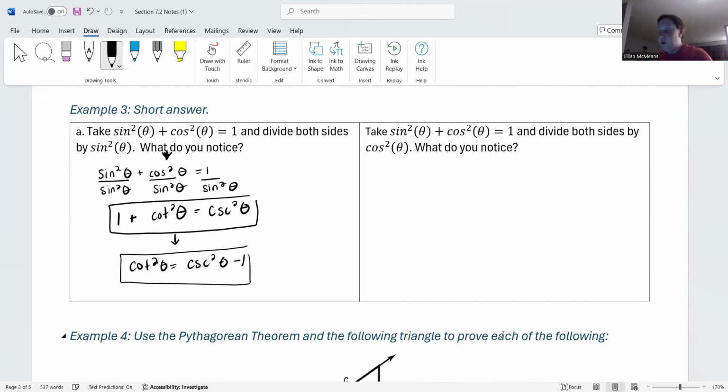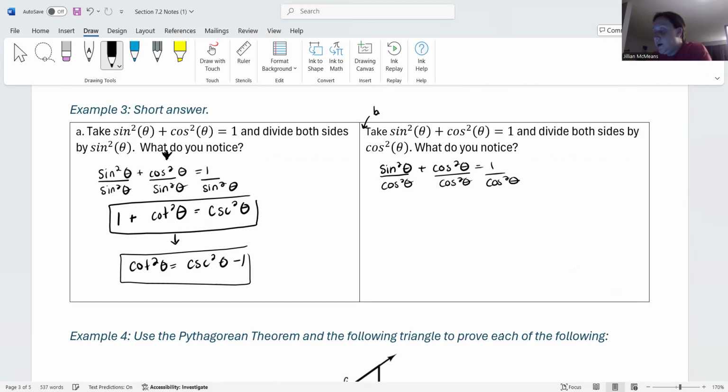All right, now for part B, I actually have a typo here. I just noticed this should say part B, okay? It says take sine squared theta plus cosine squared theta equals 1, but this time divide everything by cosine squared theta, and let's see what happens. So we have sine squared theta plus cosine squared theta equals 1. Let's memorize this one. This one comes up a lot. We need to know this one, okay? Now, if I take and divide everything by cosine squared theta, let's see what happens.